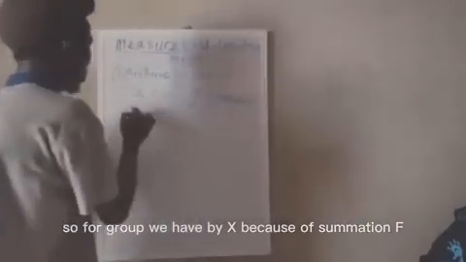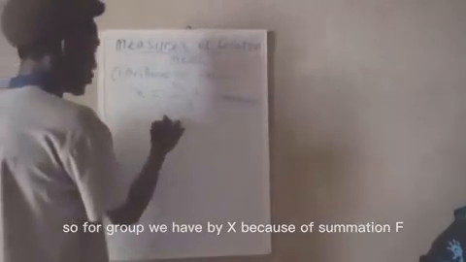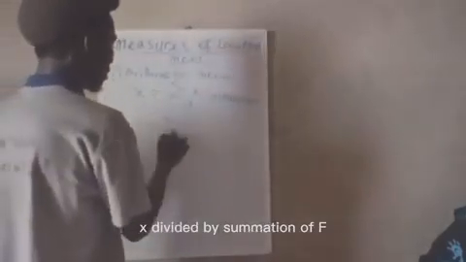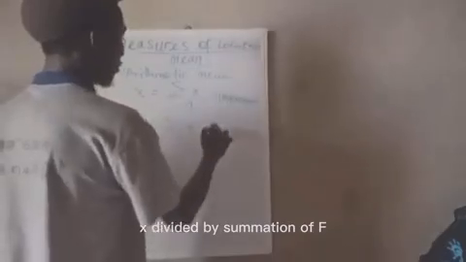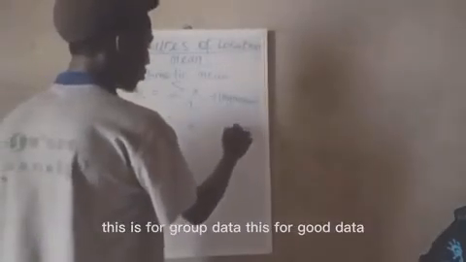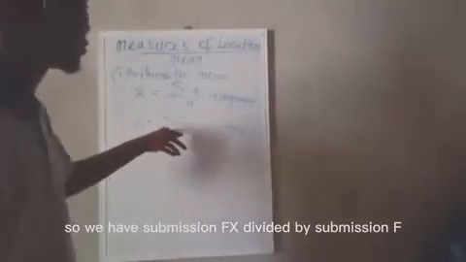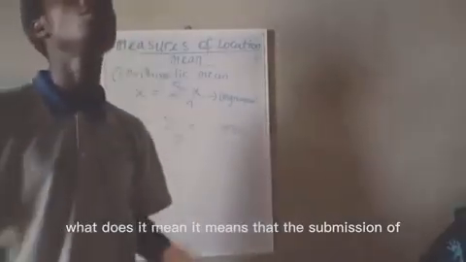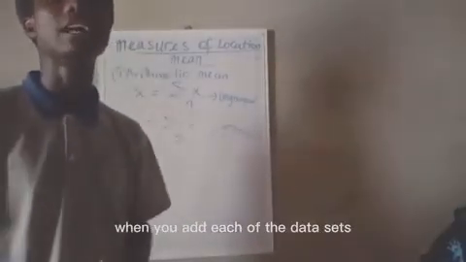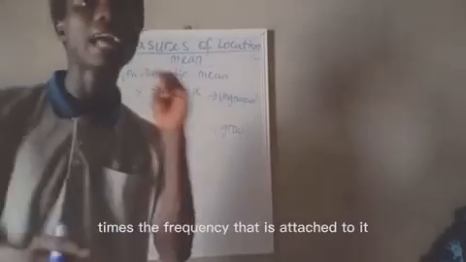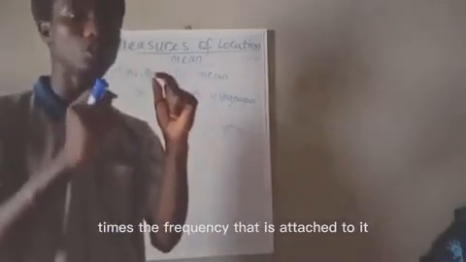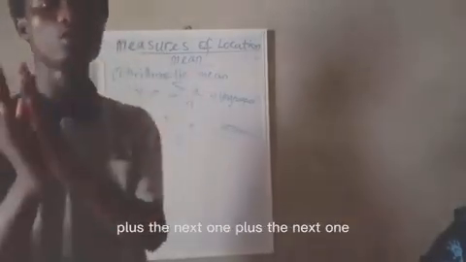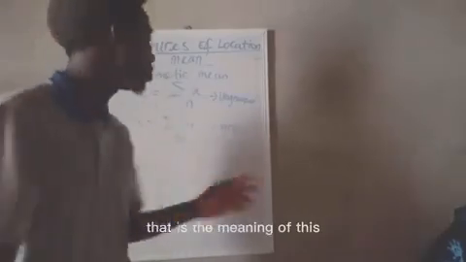So for grouped data, we have x bar equals the summation of fx divided by the summation of f. This is for grouped data. But what does it mean? It means that you multiply each of the data values by the frequency attached to it, plus the next one, plus the next one. That is the meaning of this.